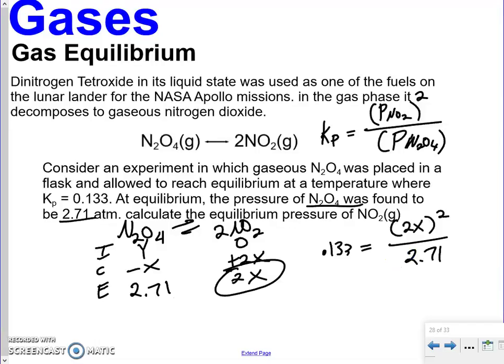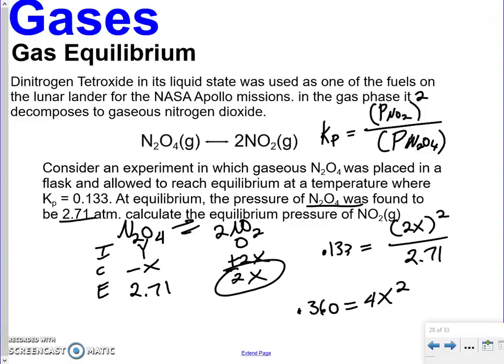From here, we just have to do our math. So we end up with 0.133 times 2.71, and we get 0.360, and that's going to be equal to 2X squared, which is 4X squared.